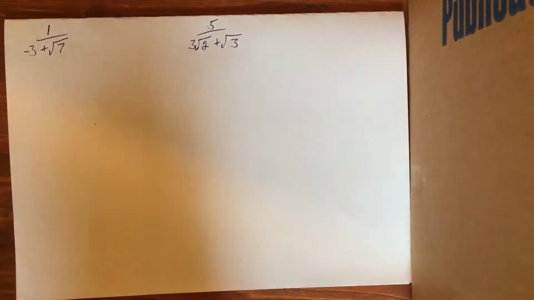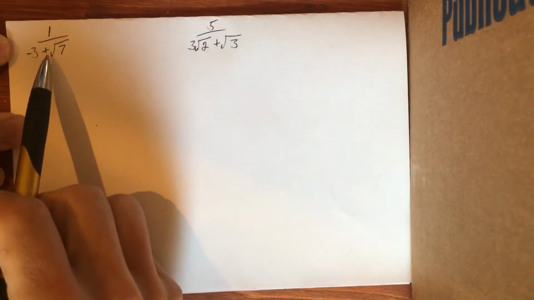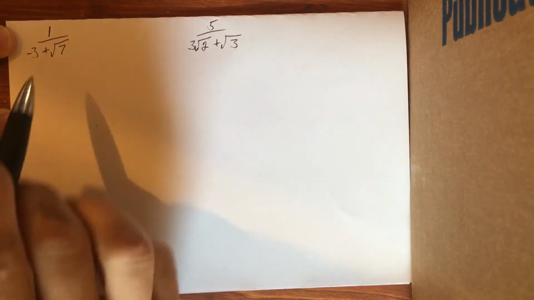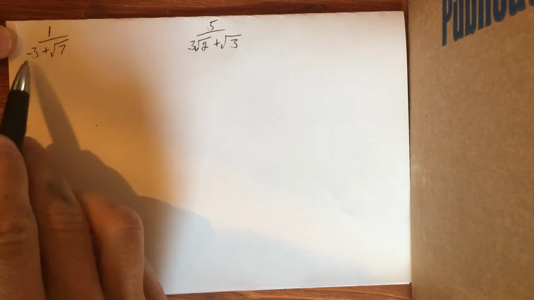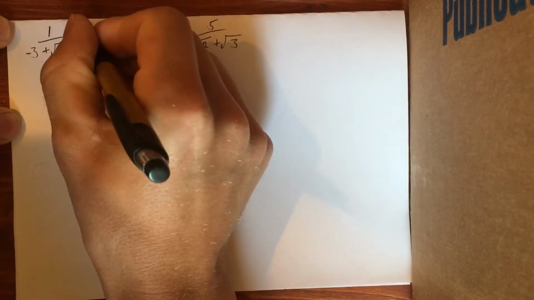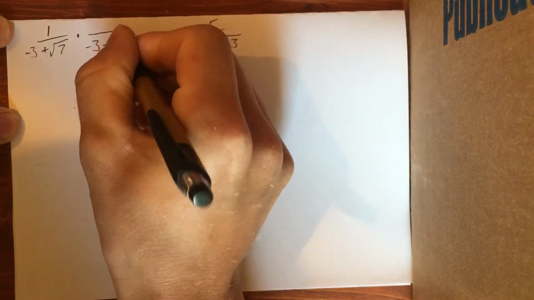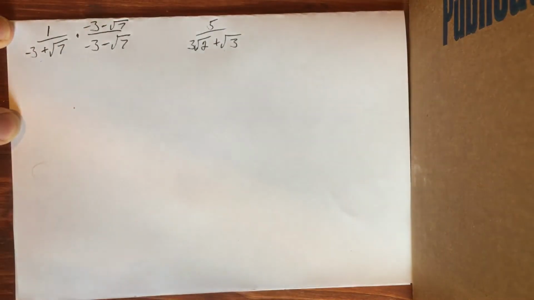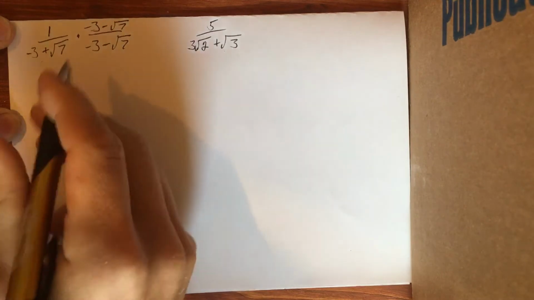Okay, first one, 1 over -3 plus the square root of 7. And how do we get rid of that radicand in the denominator? Well, let's multiply by the conjugate, which is -3 minus the square root of 7, in both the numerator and the denominator. Now, how do we multiply these? I'm going to set it up and multiply it horizontally.